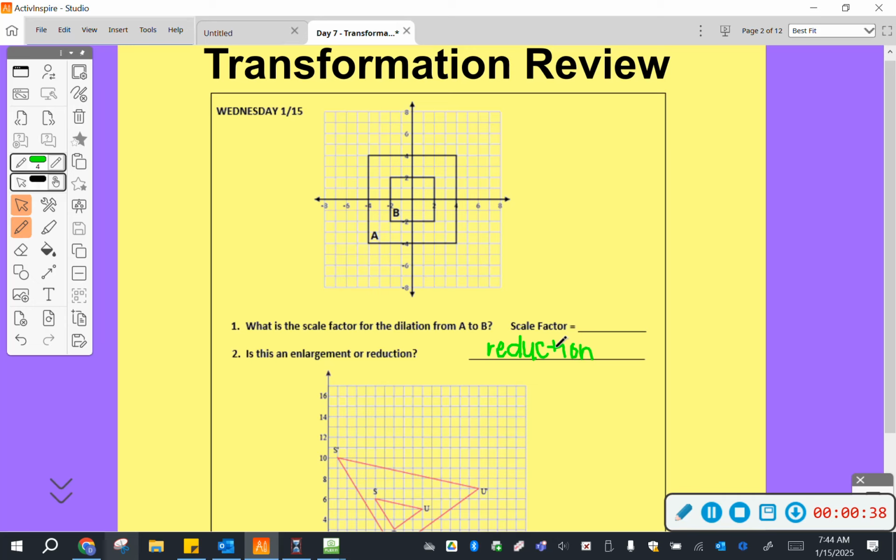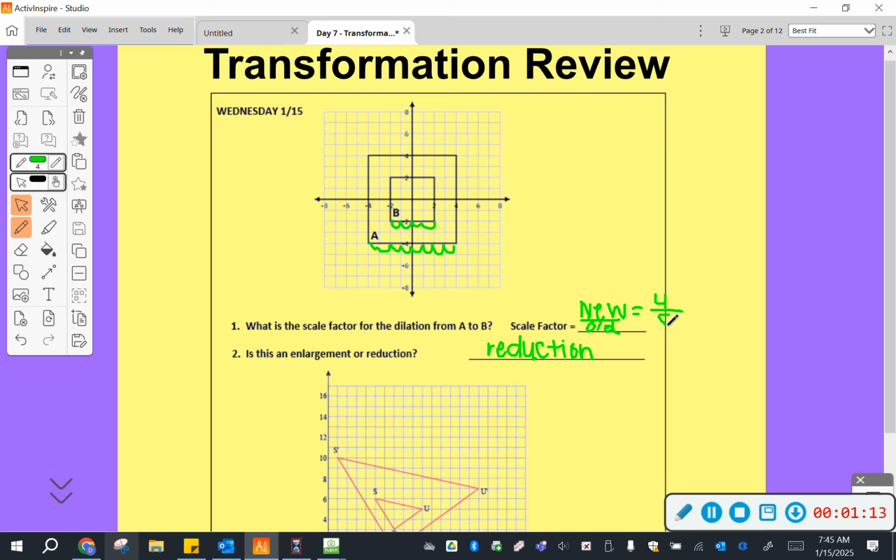Now, how do I find the scale factor? What was the formula we talked about yesterday for that? New over old. And you are just going to count. Find a straight line, flat or up and down, and just count. My new is the B, the bottom: 1, 2, 3, 4. My old is A: 1, 2, 3, 4, 5, 6, 7, 8.